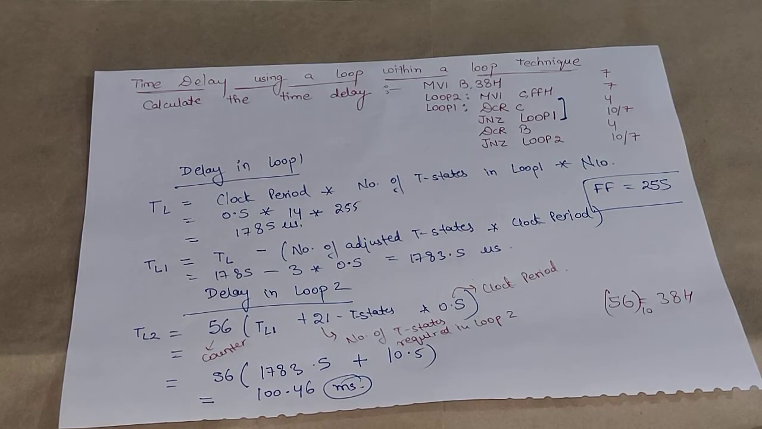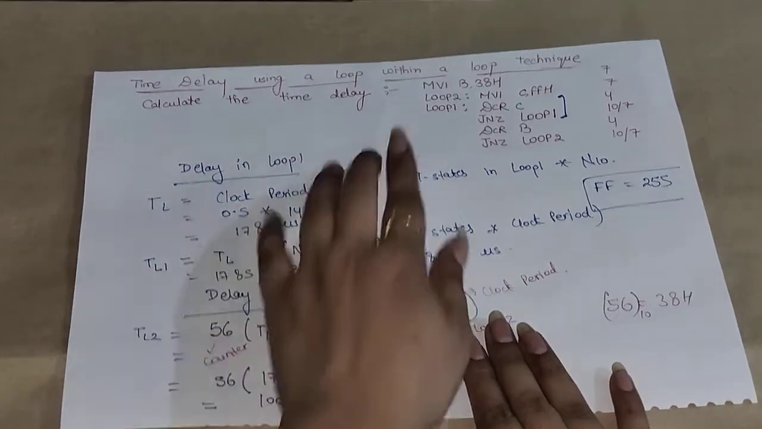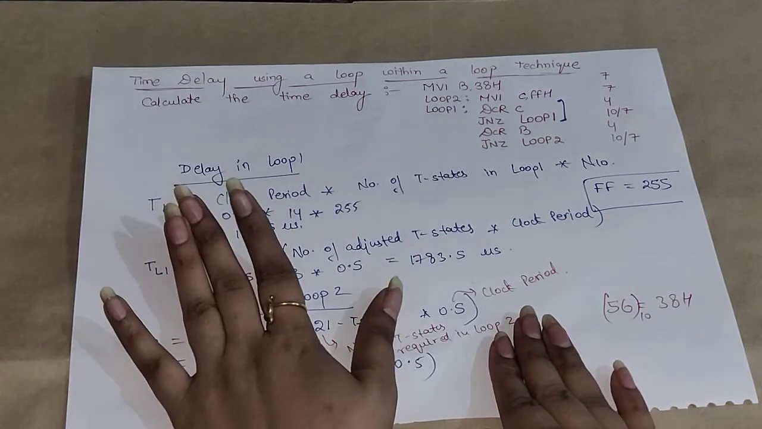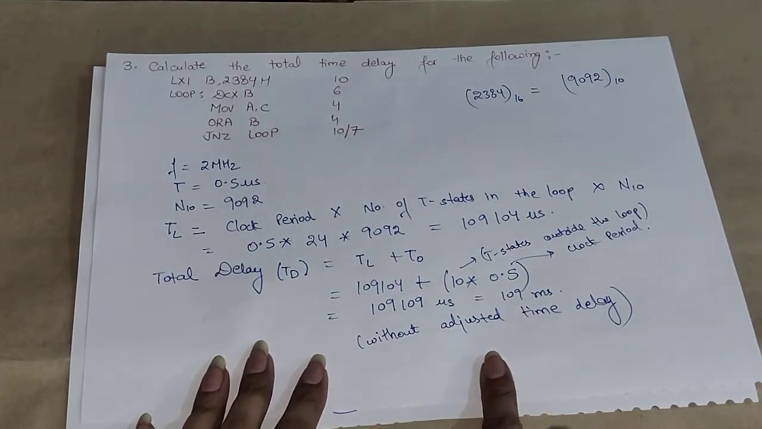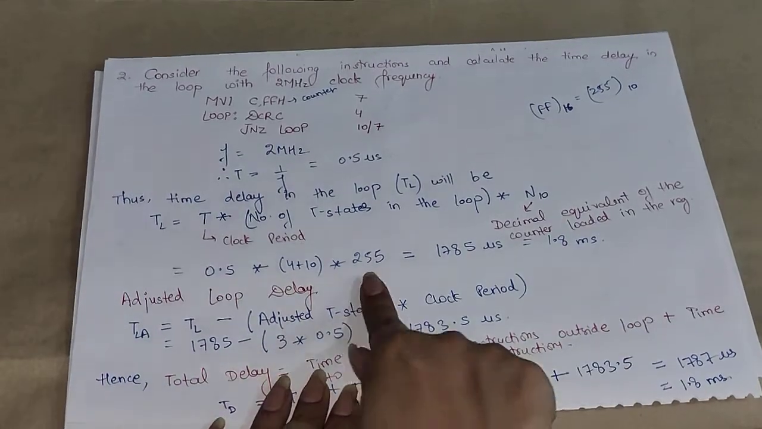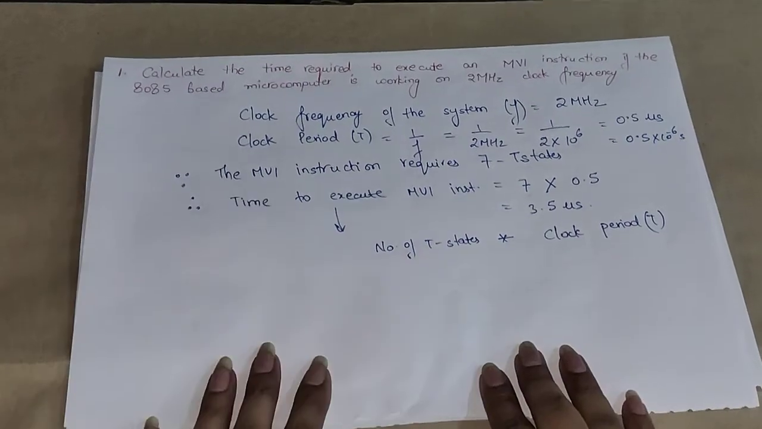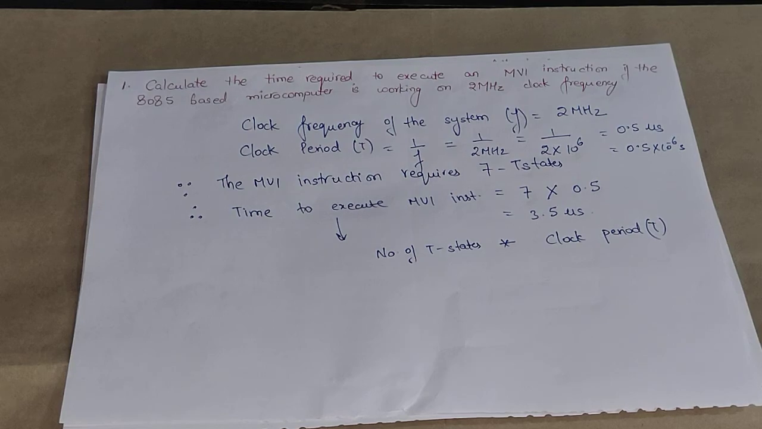That was all about counters and time delays. I have explained 4 methods, I have explained 4 questions. It is up to you. This question is about calculating the delay in loop 2 because of loop 1, so this is totally different. In the previous question, we studied this without adjusted time delay. Before that, we studied adjusted loop delay, and we started with a basic question on counters and time delay. So that was all about counters and time delays. Thank you.